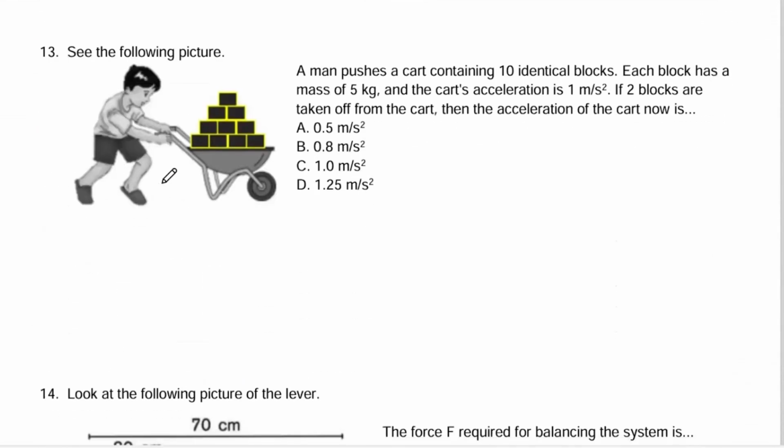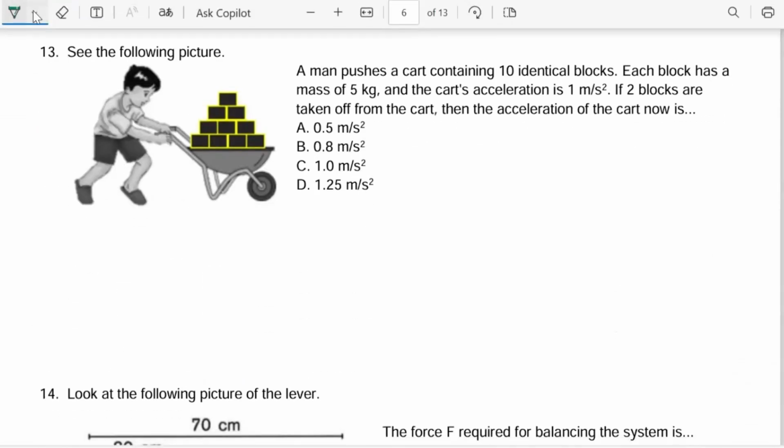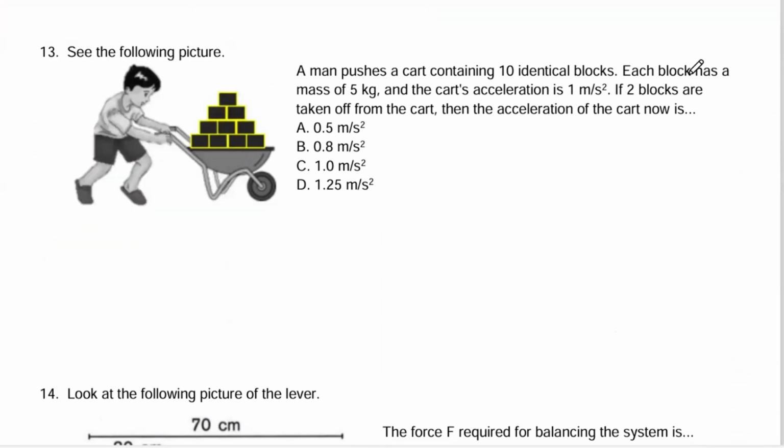Now number 13. A man possesses a cart containing 10 identical blocks. Each block has a mass of 5 kilograms, and the cart acceleration is 1 meter per second square. If 2 blocks are taken off from the cart, we need to find out what the acceleration is. Okay, so in this case, there are 2 conditions.